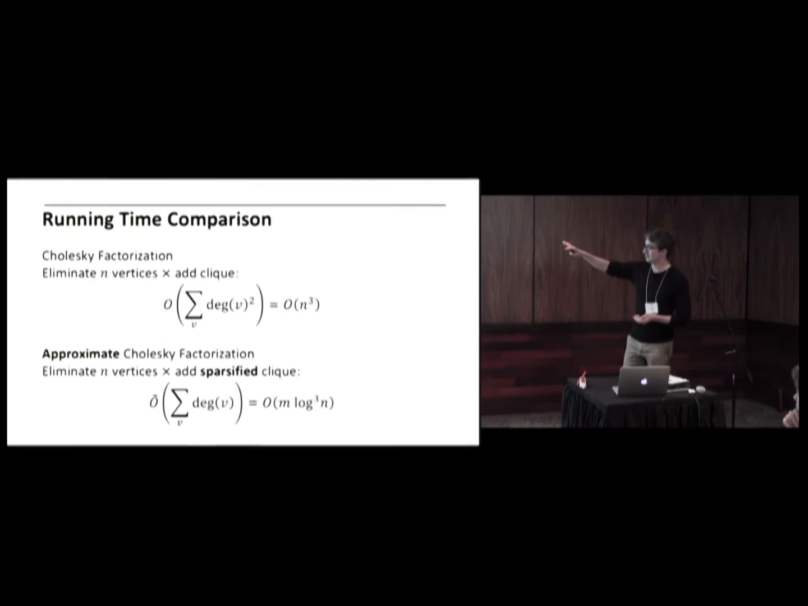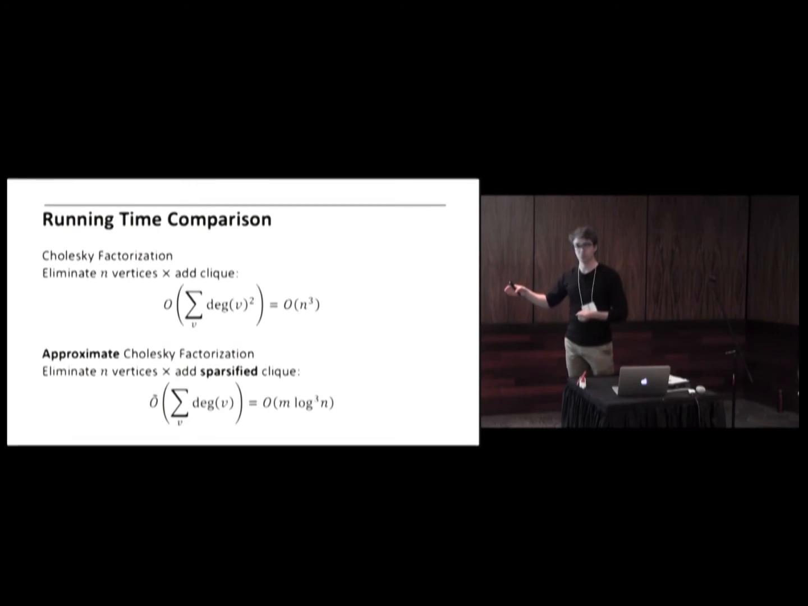Okay, so what have we done to the running time? In Cholesky factorization, we eliminate n vertices, and each time we add a clique. The running time is on the order of the sum over vertices of the degree of the vertex we eliminated, squared. This degree squared is the size of that clique that we're adding in. But we're adding in all these dense cliques, so the graph quickly has growing degrees, and this can end up being n cubed.